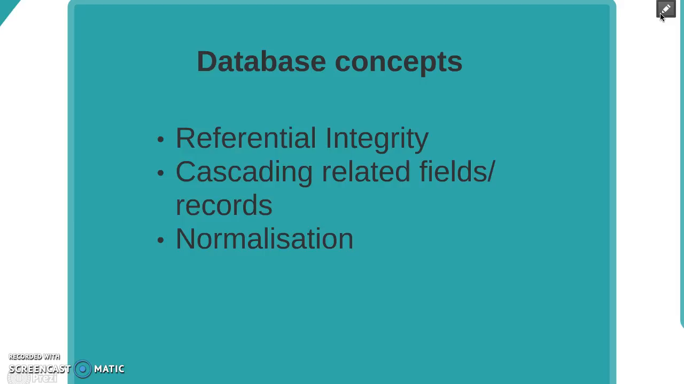Secondly, cascading related fields. This concept was applied in the database so that any changes to primary tables, such as adding a customer or changing a customer's ID, automatically changes accordingly to all other areas of the database without any warning. This is useful as it keeps the relationships within the database intact.